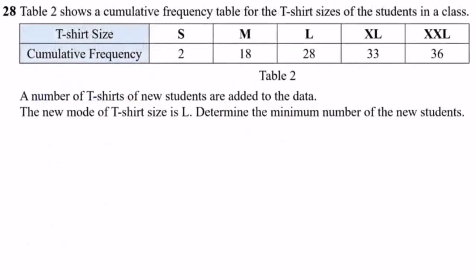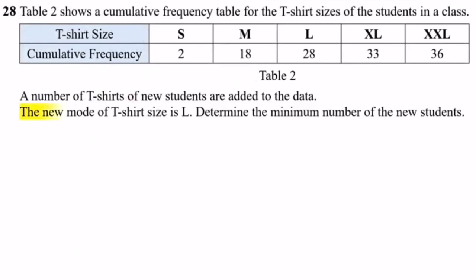Now we proceed to the next one. Alright, question 28. Table 2 shows a cumulative frequency table for the t-shirt sizes of the students in a class. So we have t-shirt sizes S, M, L, XL, and XXL, and the cumulative frequencies are 18, 28, 33, and 36.